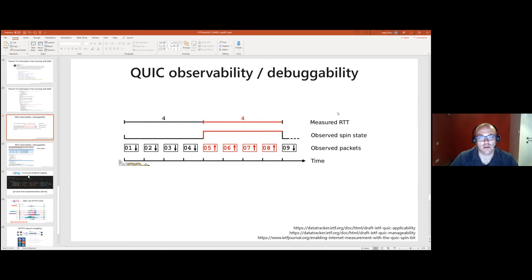And there are now proposals to also add what are called loss bits, so you don't just observe RTT, but also packet loss to some degree. But that's just a proposal that is not currently in QUIC version 1. And to make matters worse, the spin bit is an optional feature, and so big deployments like Google Chrome do not use it. So the Chrome traffic is basically fully unobservable from a network operator's perspective. And that is still one of the major challenges we face with QUIC.